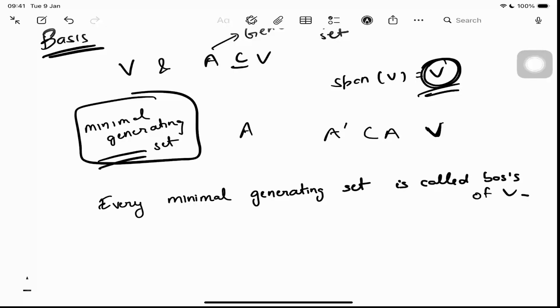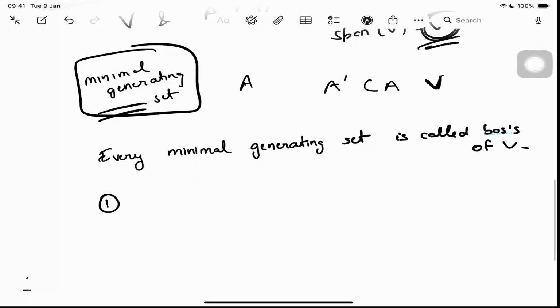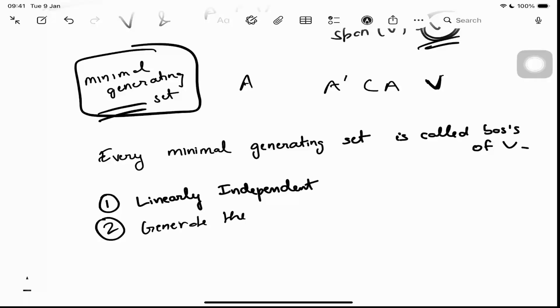So basis is a set of vectors that is, first, linearly independent, because minimality ensures no vector is redundant, right? And second, it generates the whole vector space. So there are two conditions for something to be called a basis. First, they should be linearly independent, and second, it should generate the whole vector space.